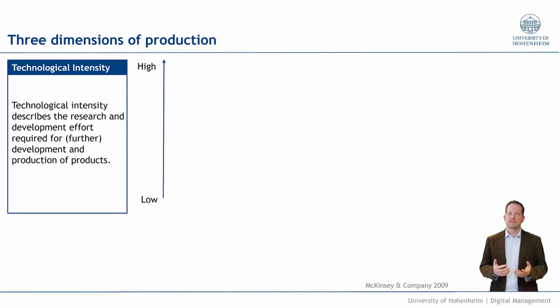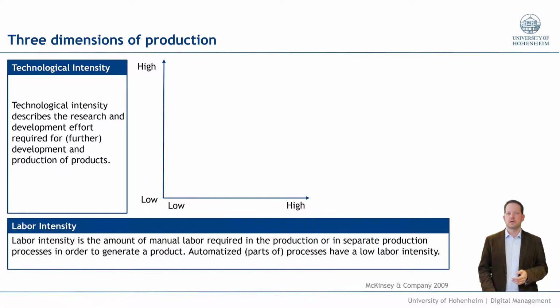First, technological intensity. The technological intensity describes the research and development, the R&D effort required to develop or to further develop production and products. And very schematically it's depicted here as either low or high.